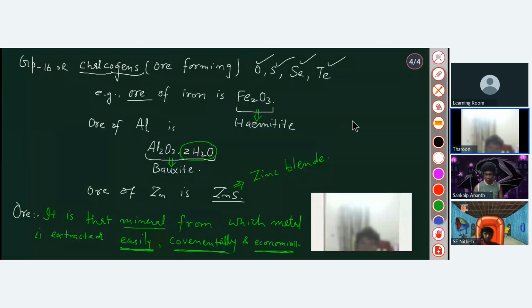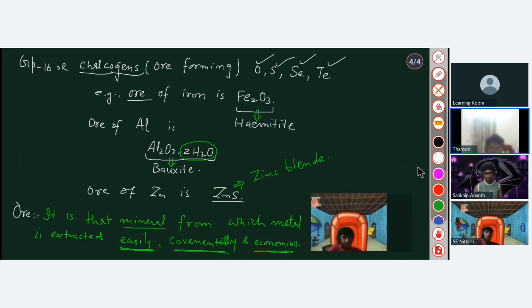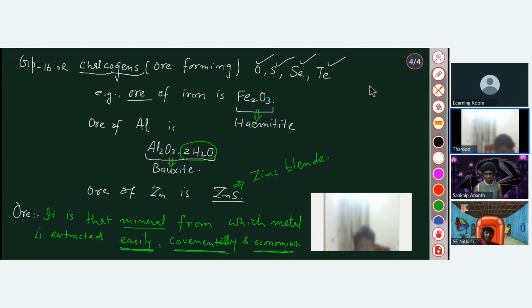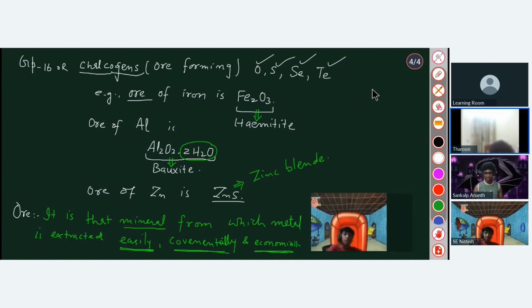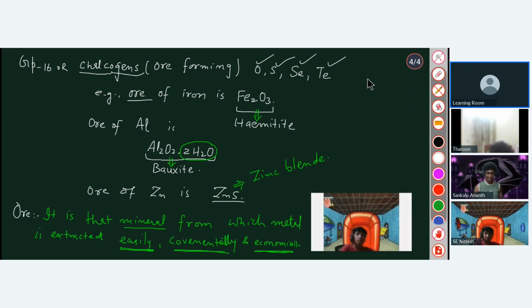Okay, now, have you noted down what is ore? Can you define this? What is ore? This is very important. It is a mineral from which metal is extracted easily, conveniently, economically. See, economically. Okay, I will now give you the example.